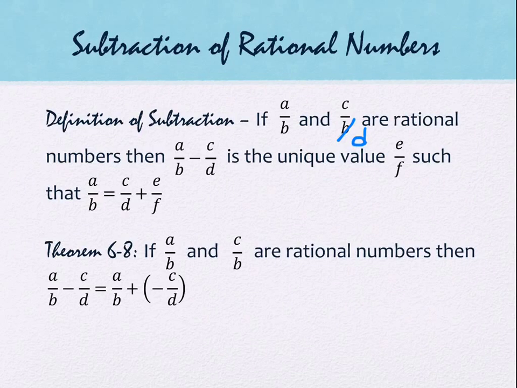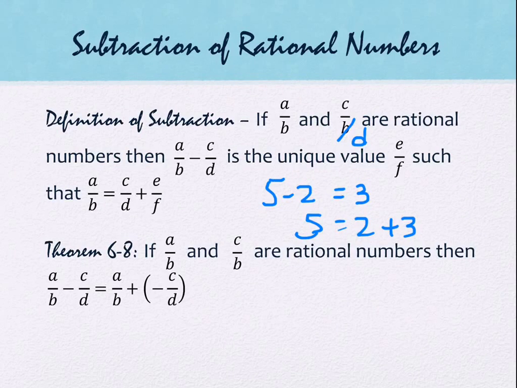Then A over B minus C over D is the unique value E over F, such that A over B equals C over D plus E over F. This feels really awkward. All that it's saying, and I'm going to use whole numbers to show you just because you can see it very clearly, but it works for rational fractional numbers as well, is that if you did 5 minus 2, the reason that the answer is 3 is because 5 is equal to 2 plus 3. It's sort of what's missing. The subtraction part is what's missing in the second value that wasn't in the first. That's all this definition is telling you, the definition of subtraction.